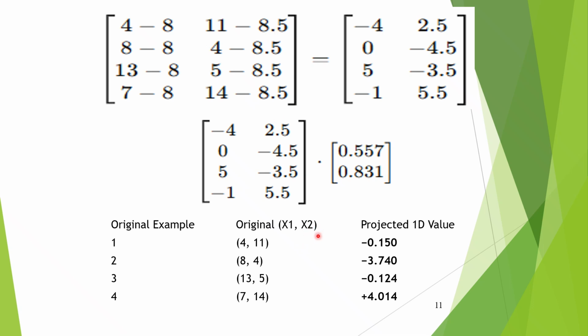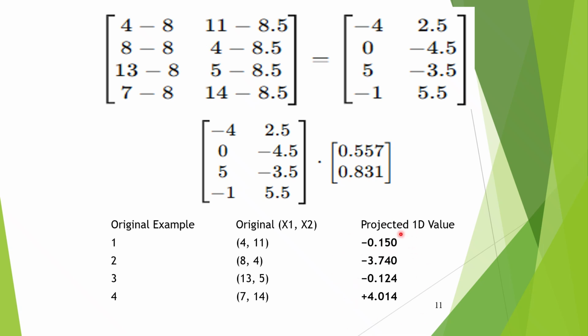Similarly for x2, the values are 11, 4, 5 and 14. So we have to subtract the mean of x2 from each data instance. This will give you the centralized data, and if we compute this, we'll get this matrix. This will be multiplied with the normalized eigenvector to give you the projected one-dimensional transformed data.